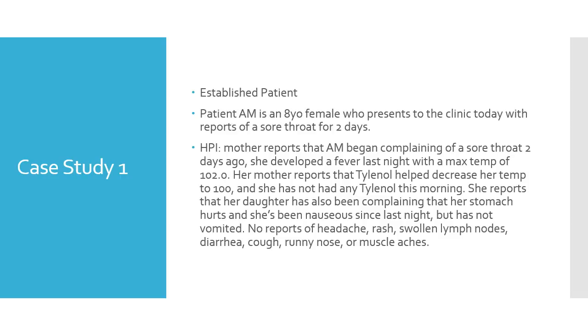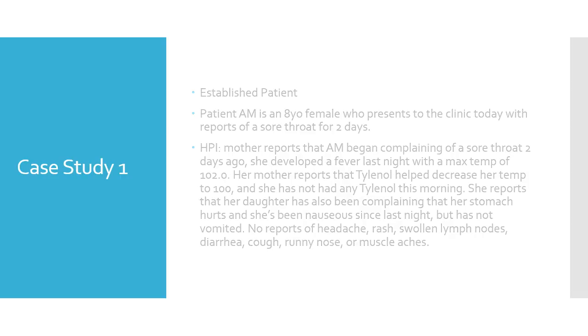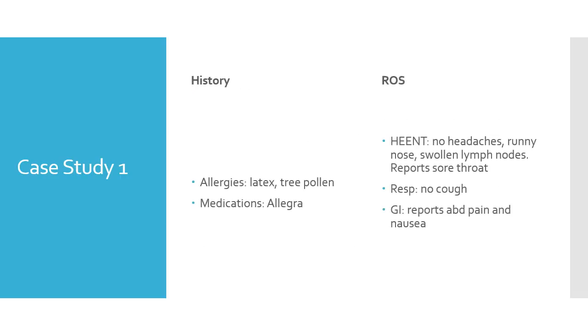She's been nauseous since last night, but has not vomited. She does not have a headache, rash, swollen lymph nodes, diarrhea, cough, runny nose, or muscle aches. She's allergic to latex and tree pollen, and she's currently taking Allegra. Her ROS: no headaches, runny nose, swollen lymph nodes, but she reports a sore throat, no cough, reports abdominal pain, and nausea.